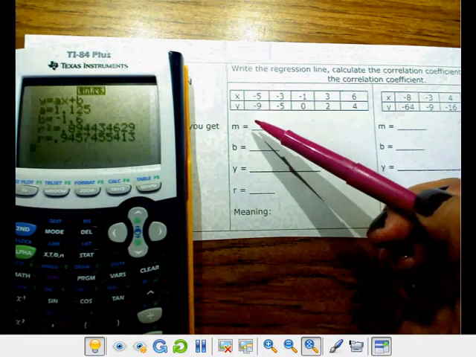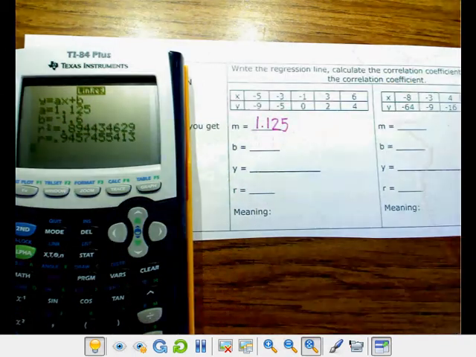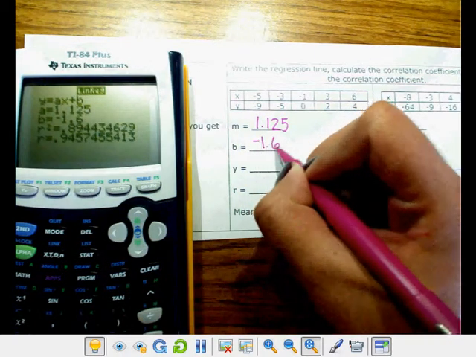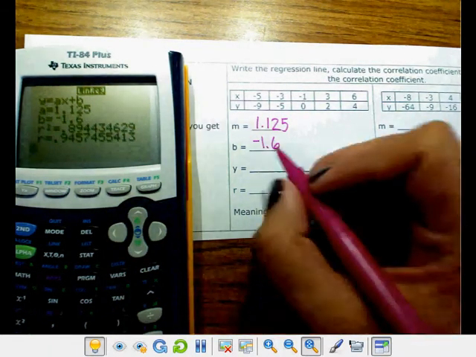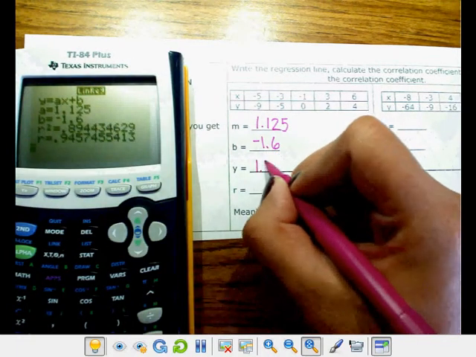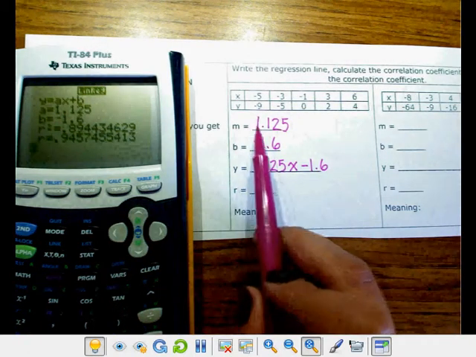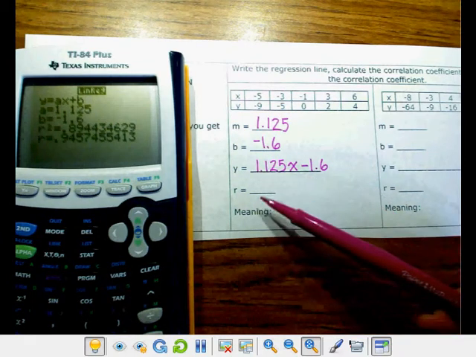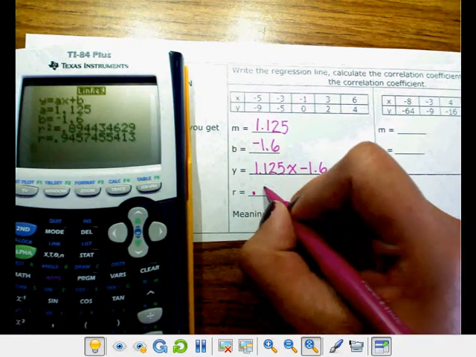So what's our M? What's our slope? 1.125. What's the y-intercept? Negative 1.6. What's my full equation? Y equals 1.125x minus 1.6. Very good. So there's my slope, my y-intercept, and I'm going to plug it into slope-intercept form, y equals mx plus b. Okay? So r is the correlation coefficient. We're just going to round this to 0.95.